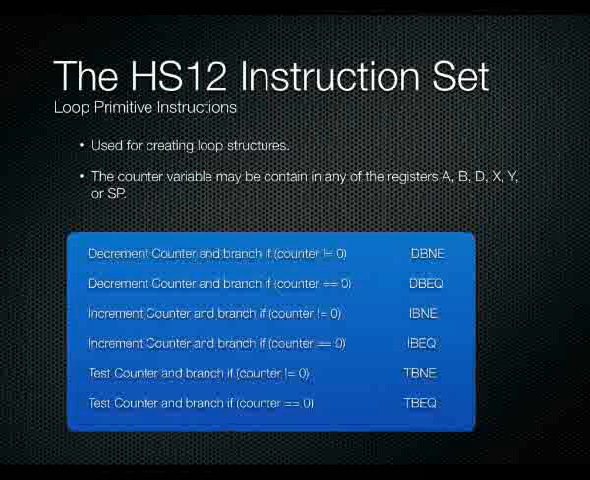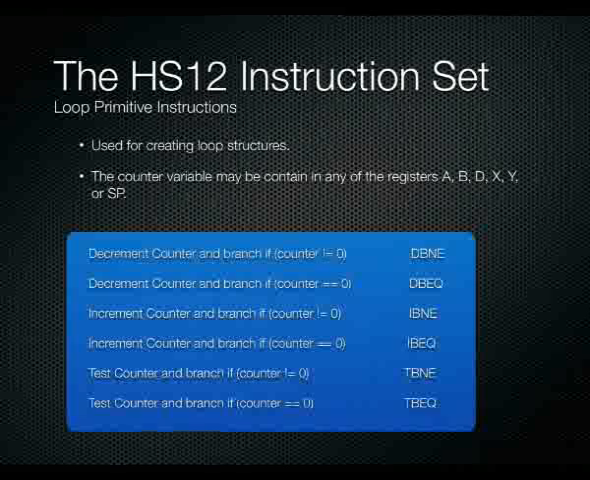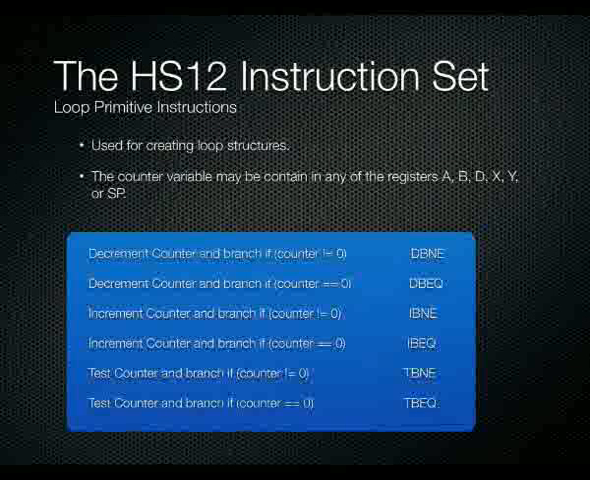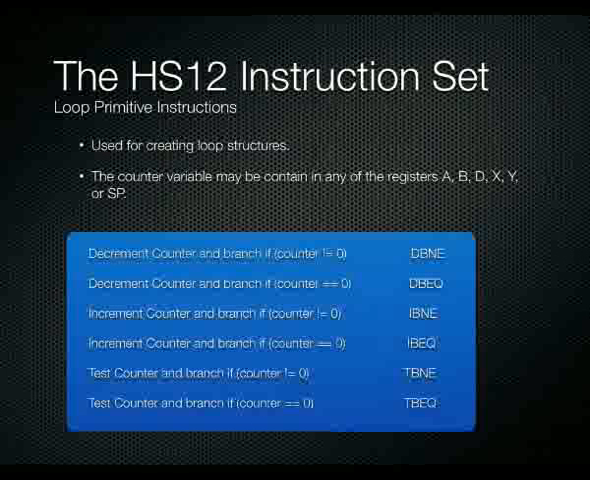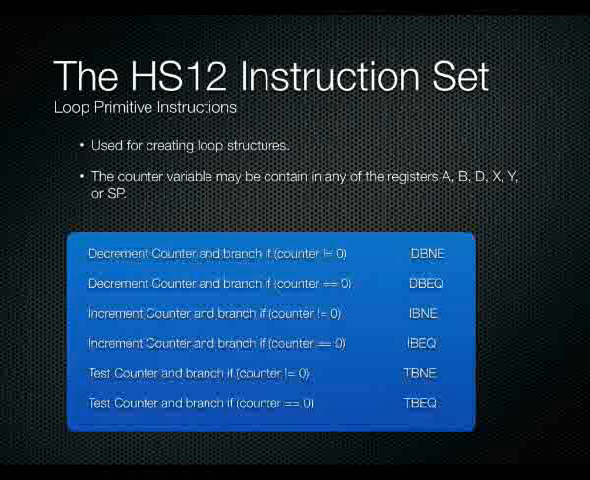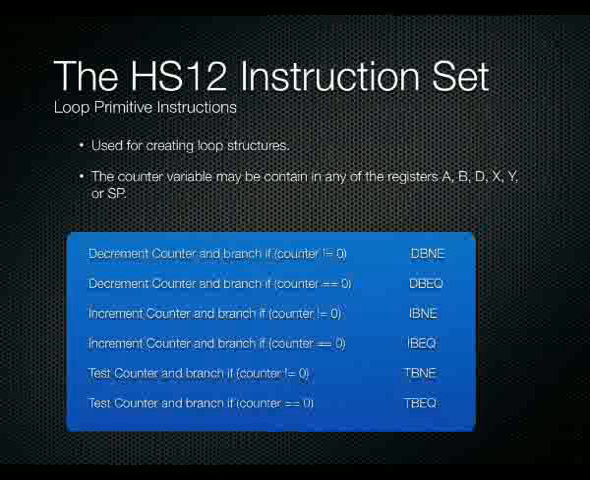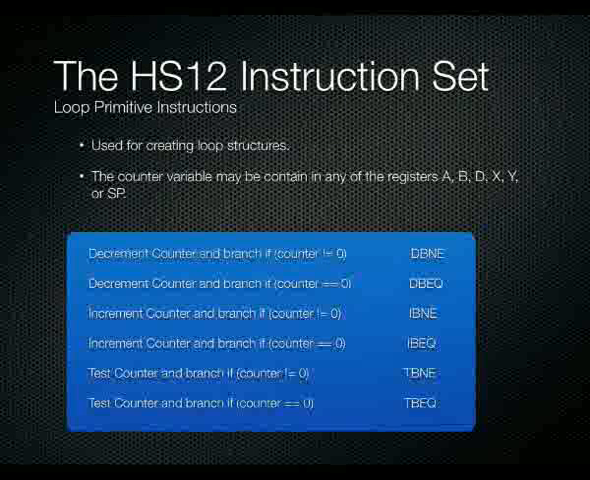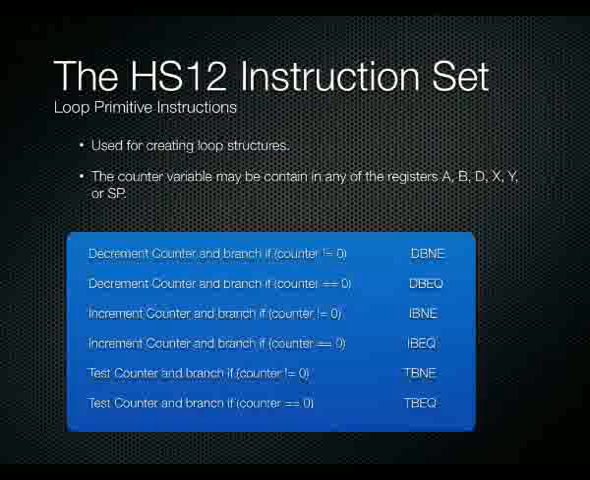When it comes to loop primitive instructions, we can use any one of our registers to hold the loop counter for us. So we can use accumulator A, accumulator B, accumulator D, X, Y, or even the stack pointer to hold our variable for our loop counter. So what we can then do is simply use one of the loop primitive instructions. We've got decrement counter and branch if counter is not equal to 0. We can decrement counter and branch if counter equals 0.